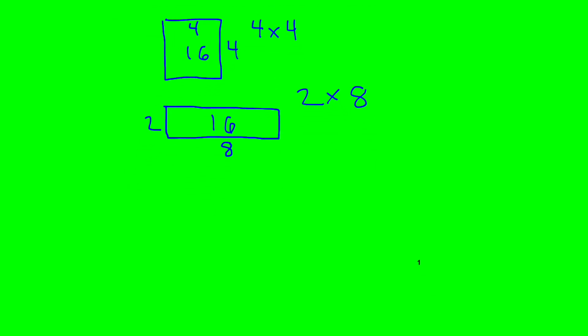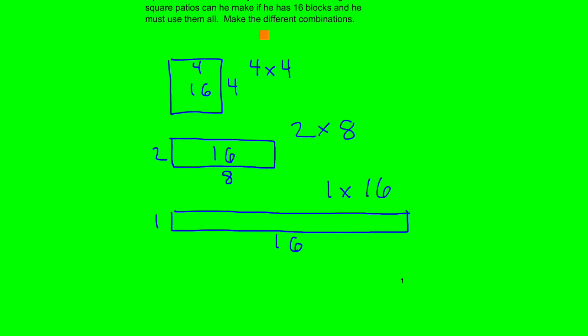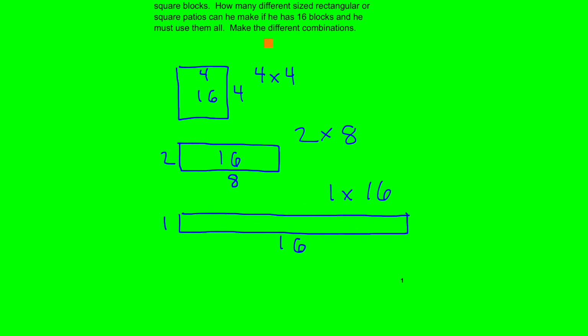And then finally, the last one they came up with was a really long, narrow one. This wouldn't really make a great patio, but it might make a great walkway. And this was a 1x16 patio. And I asked the kids to find the pattern, and what the pattern was is that these are all the numbers, all the whole numbers that multiply to 16.